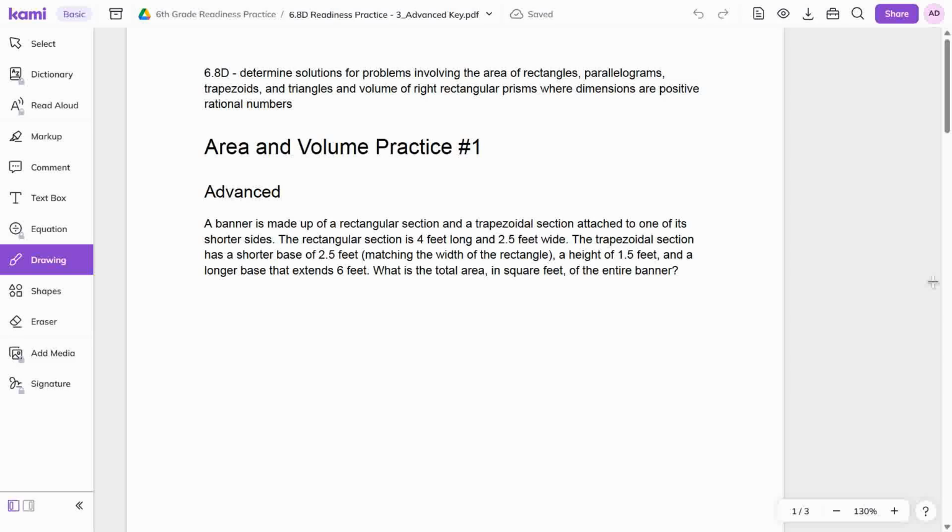Today we are looking at the 6th grade concept of area and volume. This is 6.8D Readiness Practice, the advanced version.